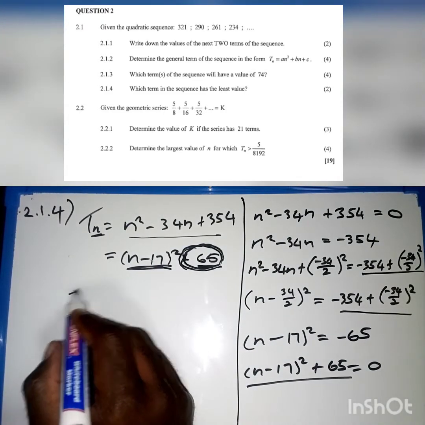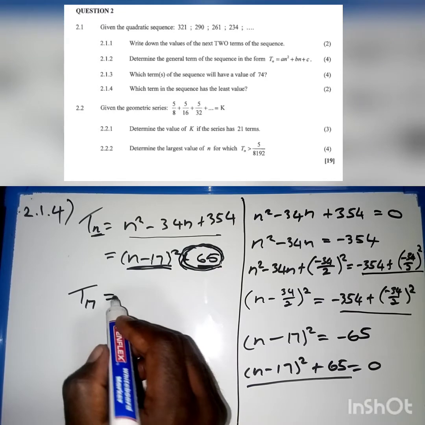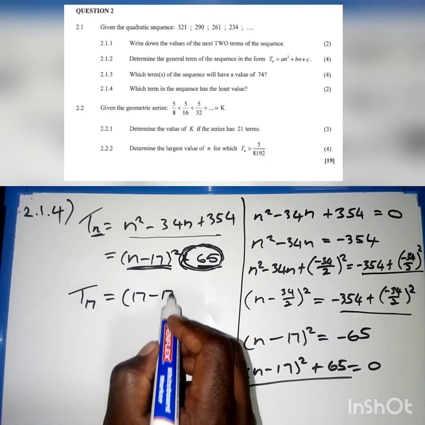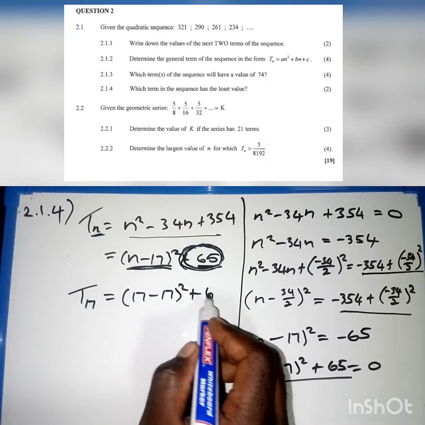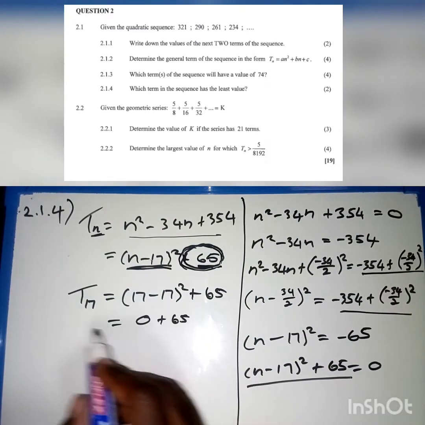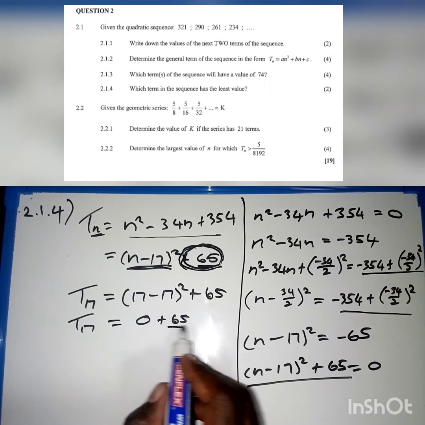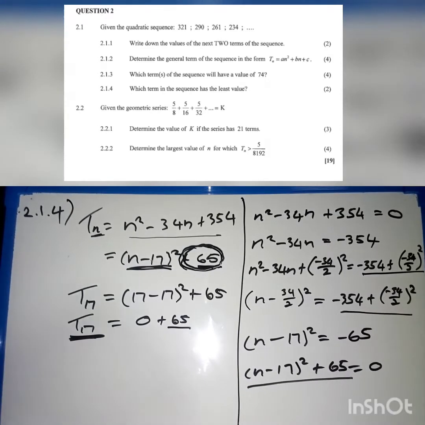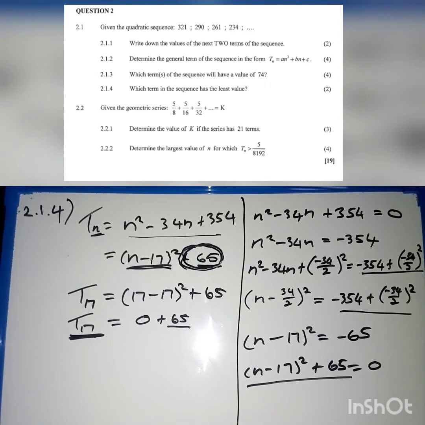So if we say T17, which is equal to (17 - 17)² + 65, then this becomes 0 + 65, which means that T17 is 65. So the term that will give us the least value will be T17. Alright, cool.